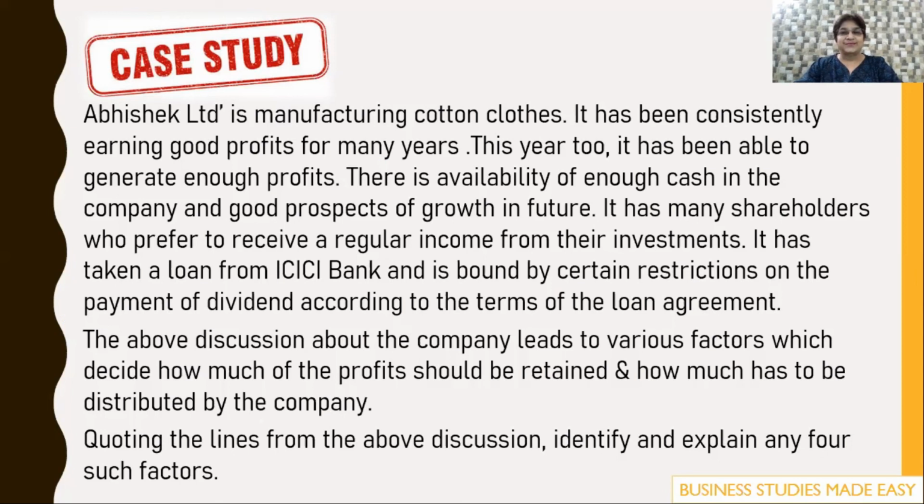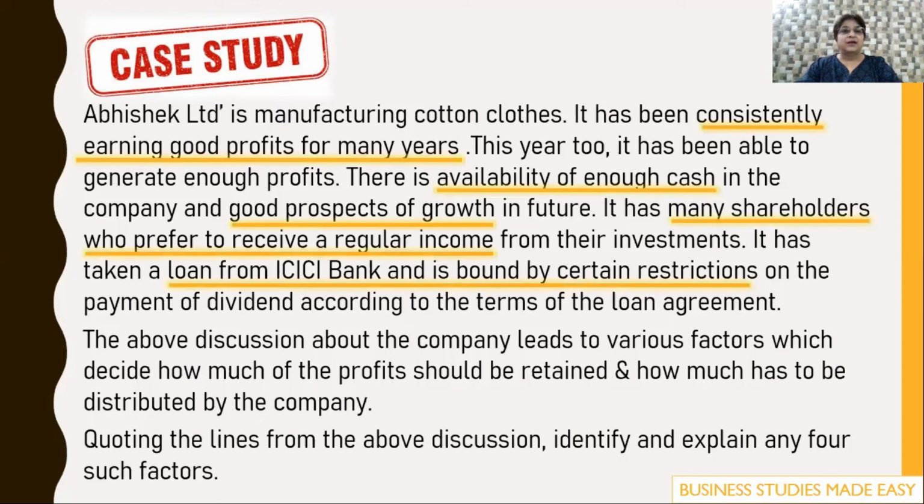Yes, you must have got it. So let's see. They're earning good profit, that is the first point. Then availability of enough cash, that is cash flow. Then many shareholders who prefer to receive regular income, that means shareholders' preference. And they've taken a loan from ICICI, that means contractual constraints. So let us check out.